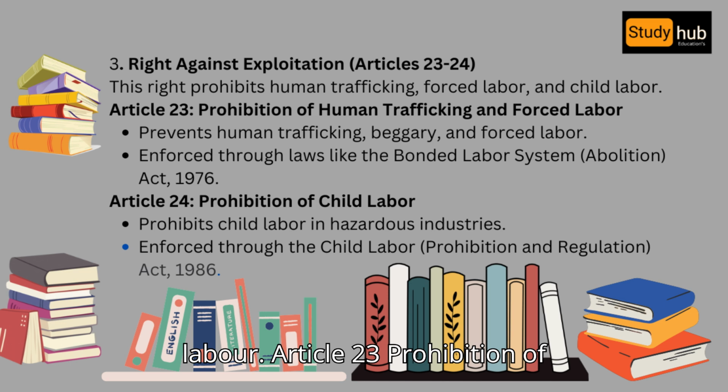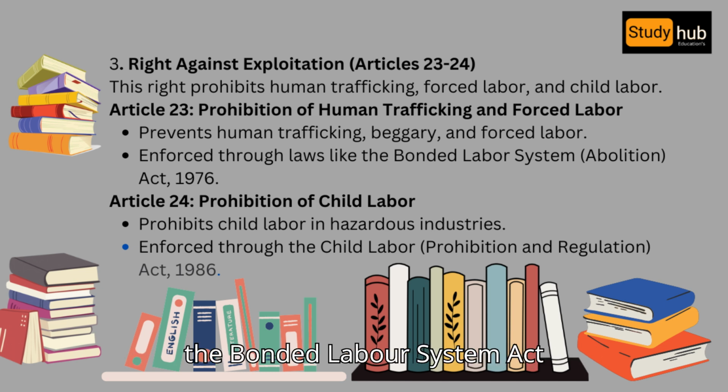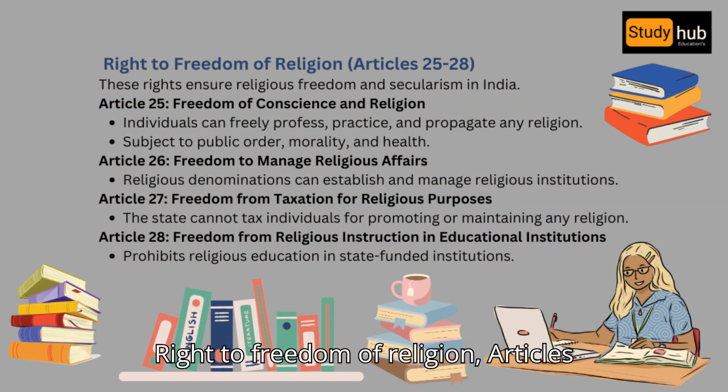Article 23, Prohibition of human trafficking and forced labor. Prevents human trafficking, beggary, and forced labor, enforced through laws like the Bonded Labor System (Abolition) Act, 1976. Article 24, Prohibition of child labor. Prohibits child labor in hazardous industries, enforced through the Child Labor (Prohibition and Regulation) Act, 1986.